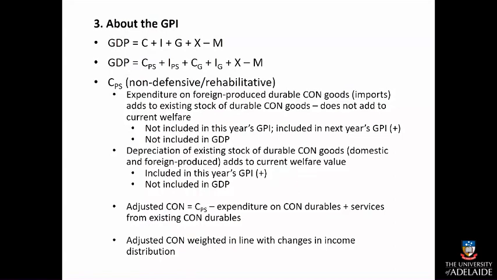So let's just say that the adjusted measure of consumption was the same 2 years straight, but the income was distributed more unequally from 1 year to the next, then that would be weighted down. If it's more equal, it's weighted up.